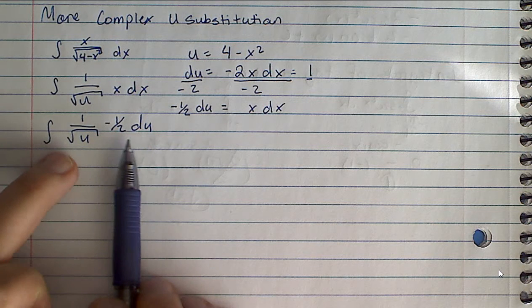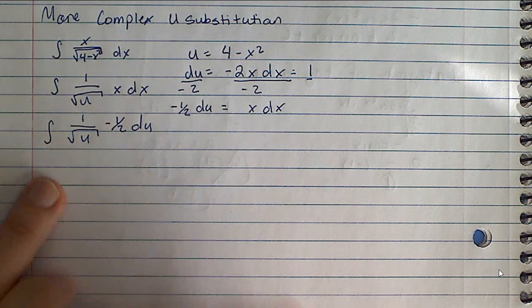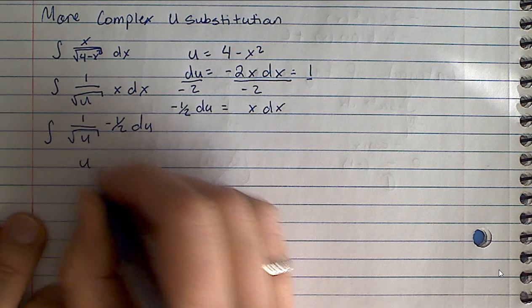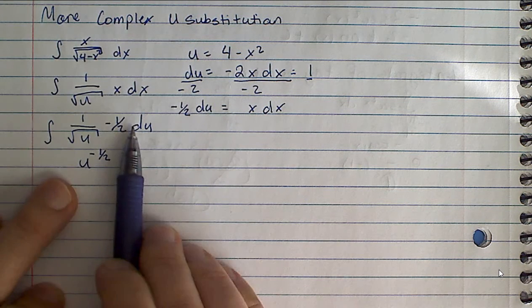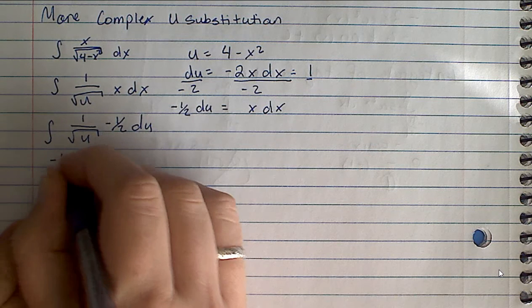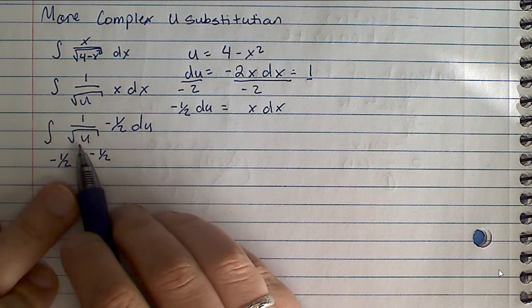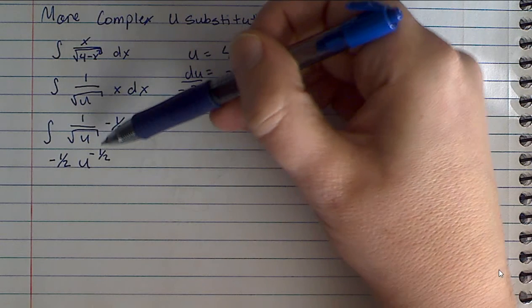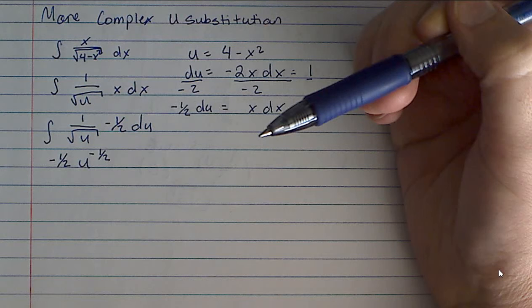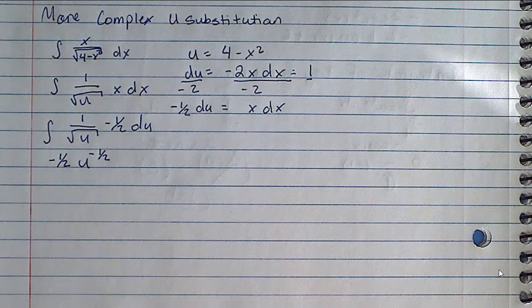So I'm going to rewrite this as u to the negative 1/2 power. I'm going to put the negative 1/2 in front because it's in the bottom, it's in the denominator. And anything that's in the denominator means it's going to have a negative as part of its exponent. Just like if x is in the bottom of a fraction, it's x to the negative 1 power. Like 1 over x is x to the negative 1, and 1 over x squared is x to the negative 2.